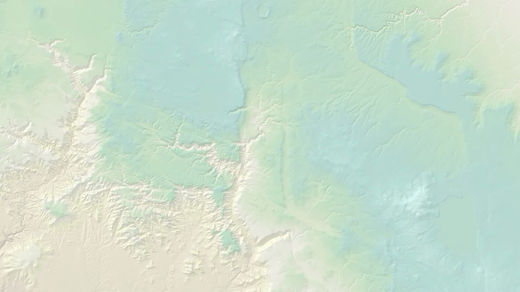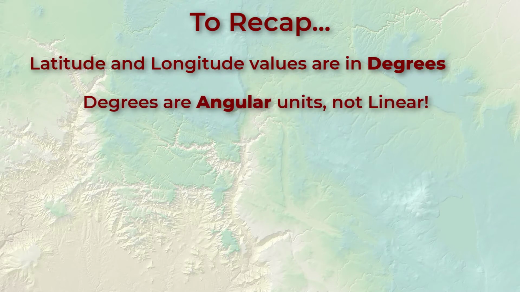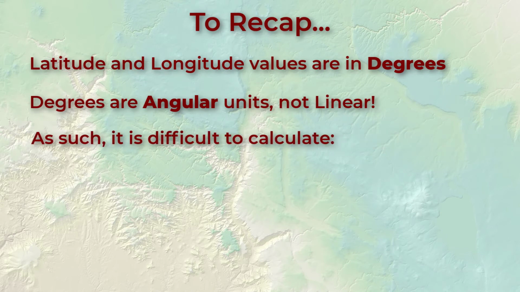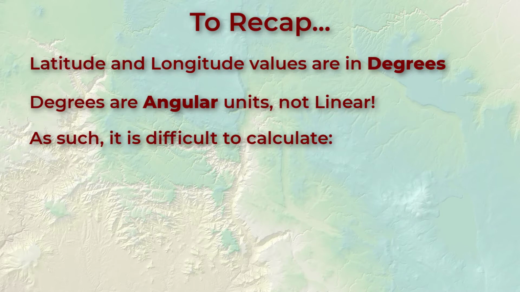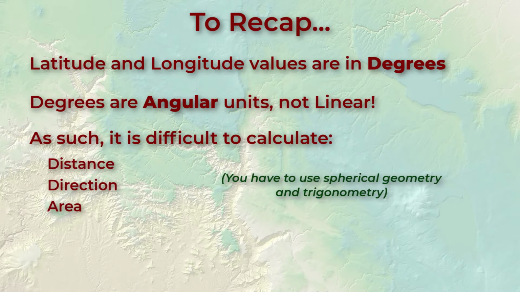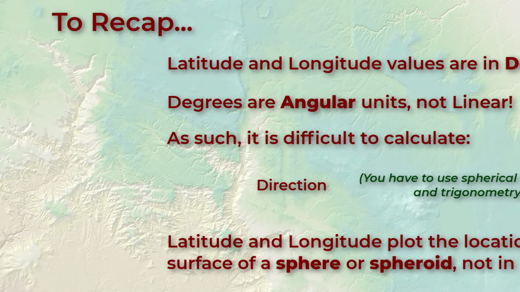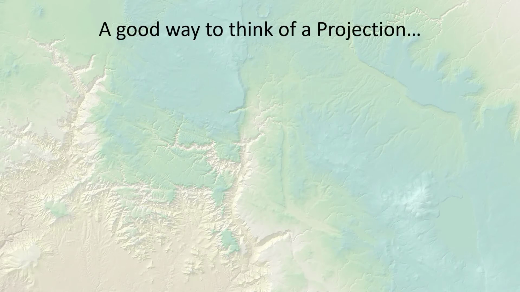So, just to recap, the latitude-longitude system is a method by which coordinates are reported in degrees. Degrees are angular units, not linear units. And as such, they make it difficult to work with mathematically. It's tough to calculate distances, directions, and areas. The latitude-longitude system is great for reporting the coordinates of a location on the surface of a sphere or an ellipsoid, but they are difficult to work with in most other scenarios. And this leads us to the idea of projections.